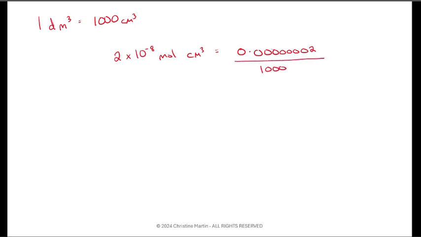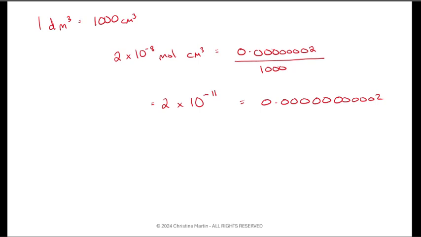Now, if we divide that by 1,000, what we're actually going to get is 2 times 10 to the minus 11. Now that is going to change the concentration, and that's actually going to make it smaller. Now that's not what we wanted to do.